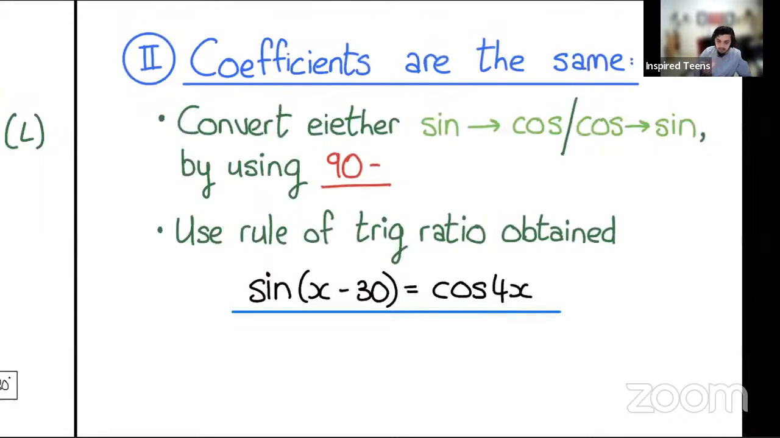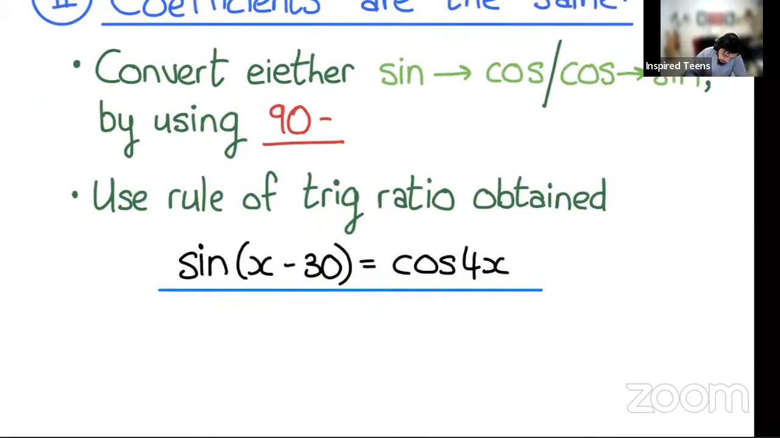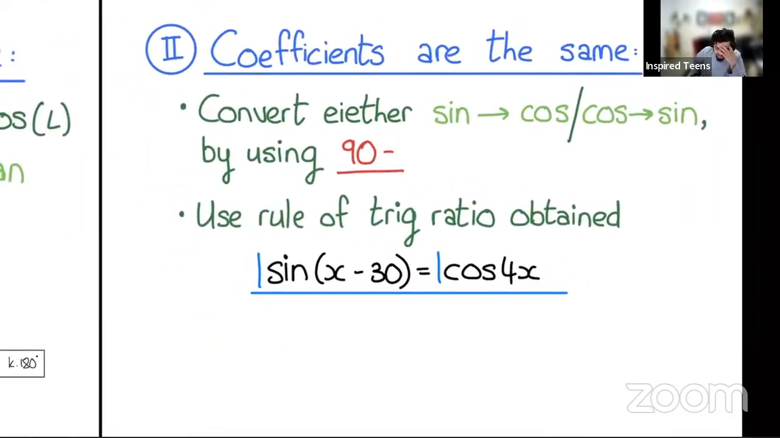Then we look at rule number 2. Question number 2 asks, are the coefficients the same? If we look at this, indeed, the coefficients are both 1. So the coefficients are the same. So the rule says convert either sine to cos or cos to sine using 90 minus. Use the trig ratio obtained. Okay, so let's follow this first step and see how we answer it.